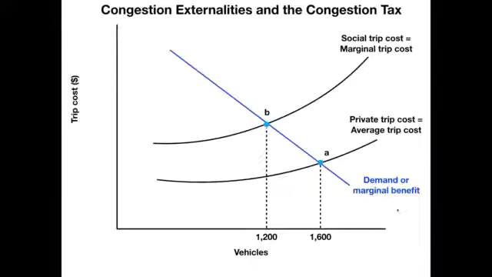So at the point where the marginal trip cost, also known as the social trip cost, is equal to demand or marginal benefit, that is the optimal level of vehicles that should be on a road because that's where marginal cost is equal to marginal benefit. So that's one of the principles that we've discussed within this course, the marginal principle.